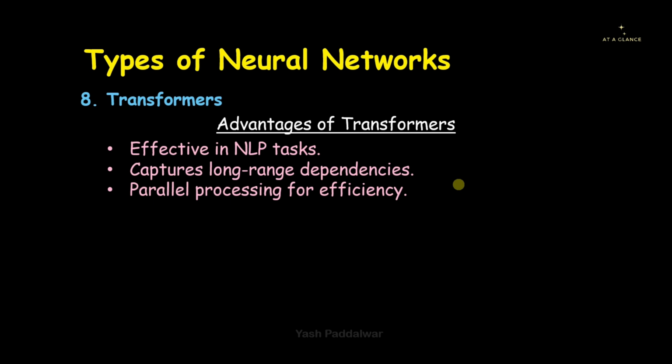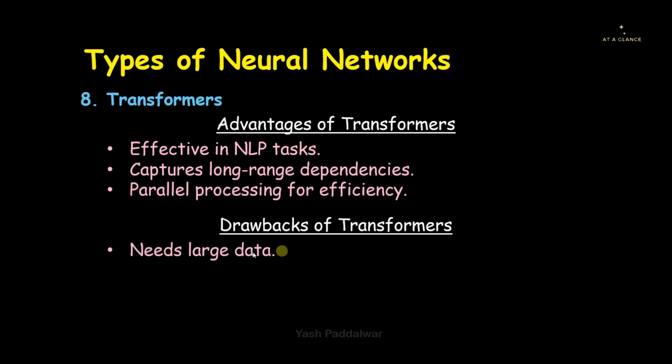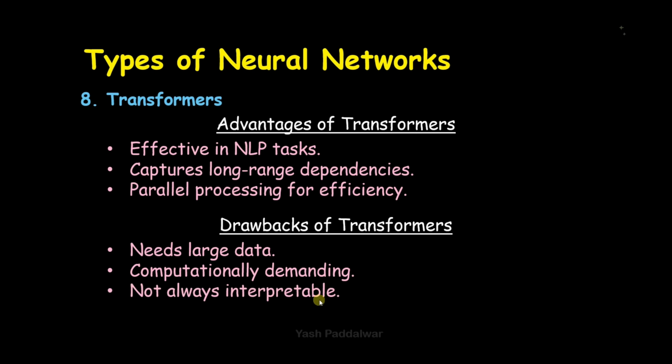Now, let's move on to the disadvantages or drawbacks of transformers. So, the first drawback of transformers is that it needs larger datasets. A large amount of data will be used for better results. Next, it is computationally demanding, as you can see it requires a self-attention mechanism, because of which it becomes computationally demanding. And the next drawback is that it is not always interpretable, which means it is too complex for human understanding. So I hope the advantages and drawbacks of transformers are very much clear to you all.